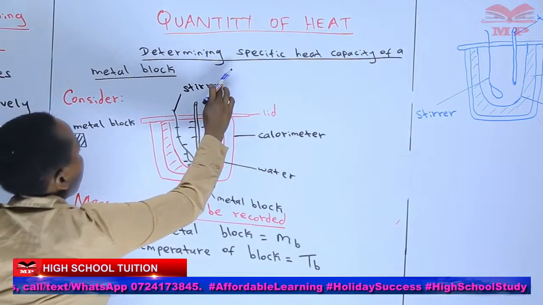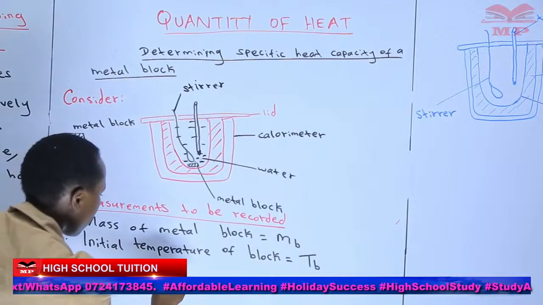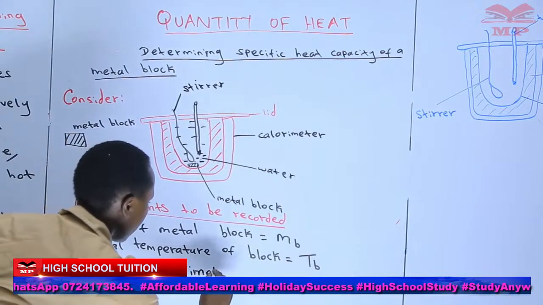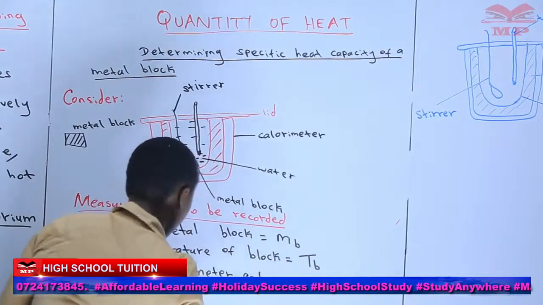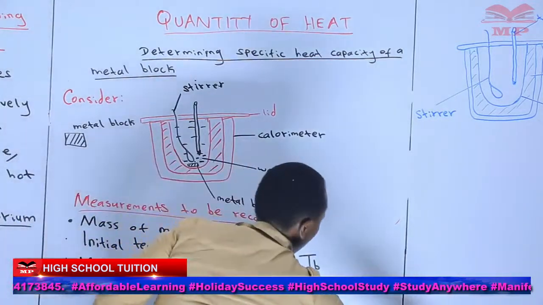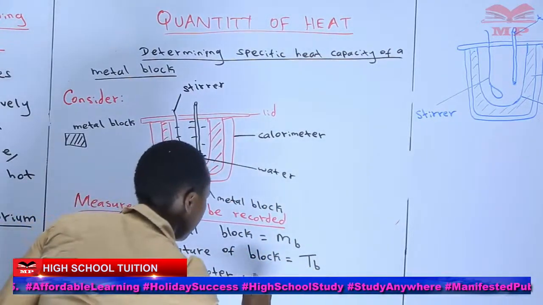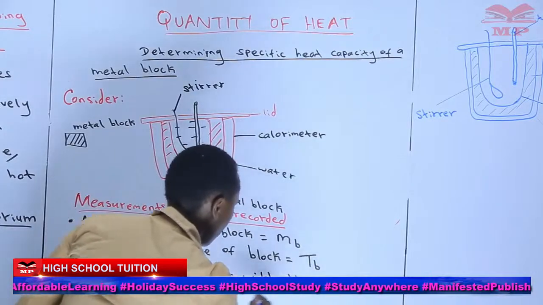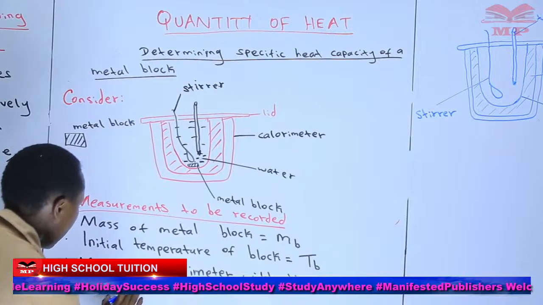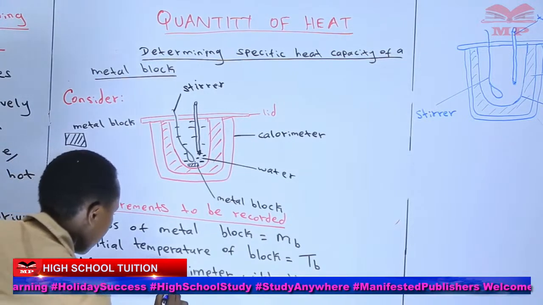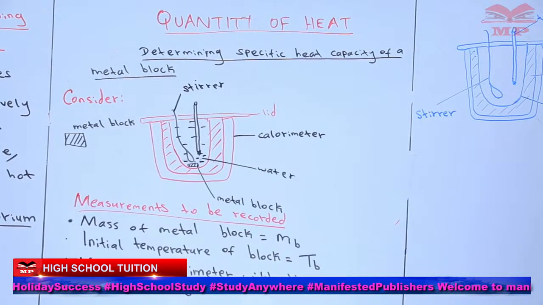We also need to get the mass of the calorimeter and the stirrer. Calorimeter with the stirrer. We can say "with" because they are used together. The stirrer is part of the calorimeter. So for this we can use the mass of the calorimeter with the stirrer. We can put it that way.